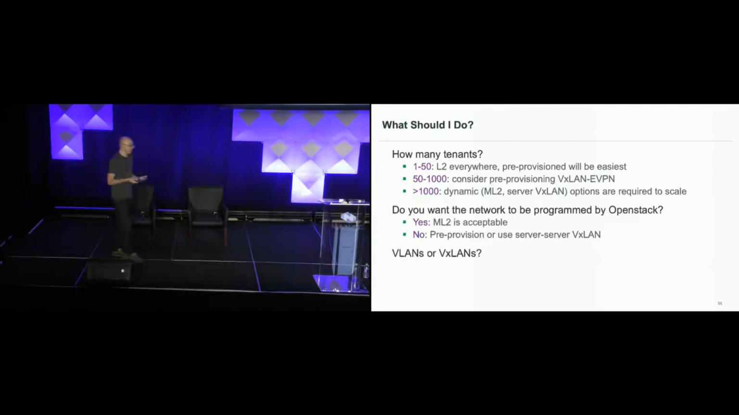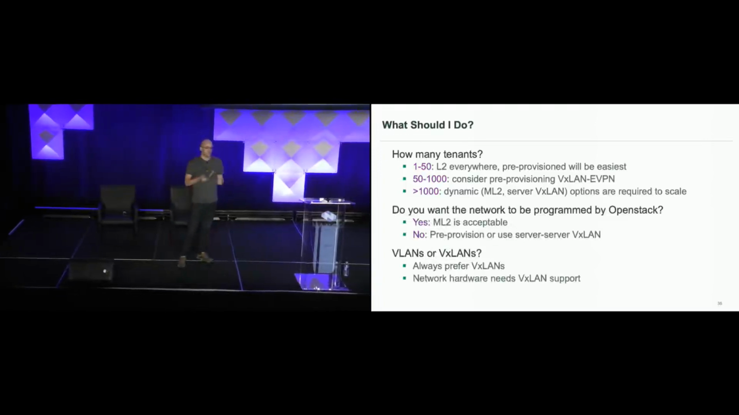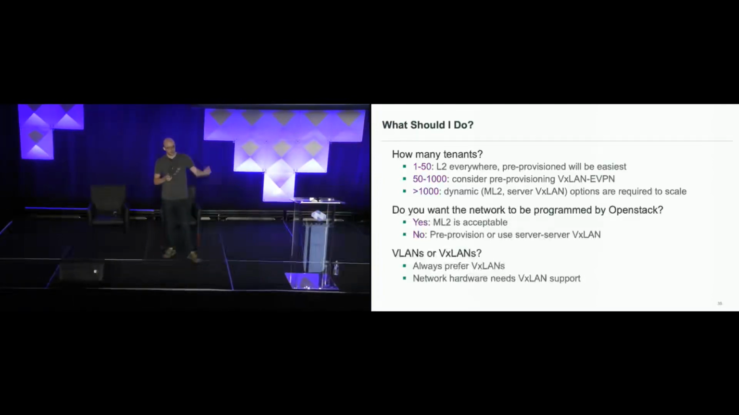And then finally, VLANs versus VXLANs. Always, always, always prefer VXLANs. That ability to do L2 over an L3 core is extremely powerful. It's going to allow you to scale out and build out that network with a lot less heartburn. But just be aware that your hardware needs to support VXLAN. That means both the server NIC as well as the top-of-rack switch.